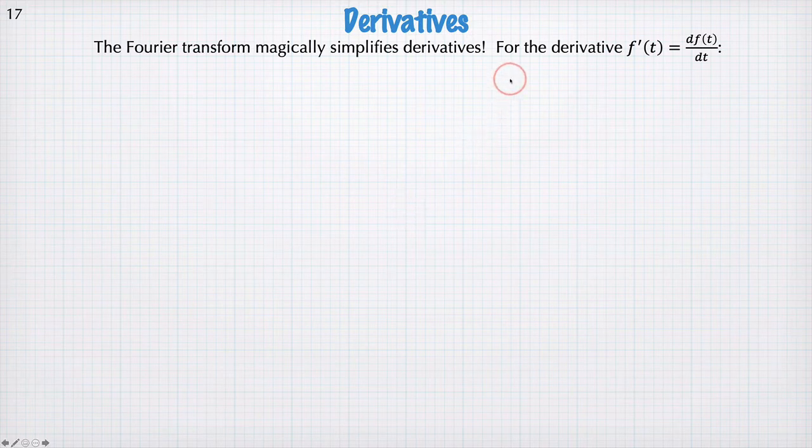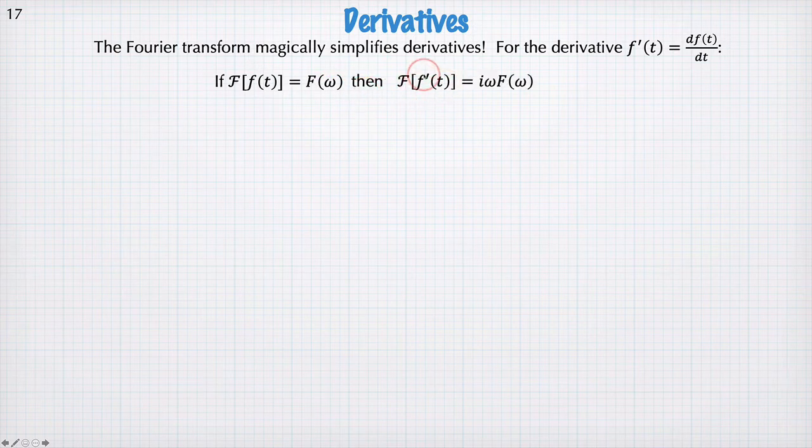So for a derivative f dash of t, which is the time derivative, if this is the Fourier transform defined like this, so that we have some function f of t transforms to this function capital F of omega, then the Fourier transform of its derivative is equal to i omega times the Fourier transform. So in other words, if you have a function which is differentiated here, you take the Fourier transform, then the transform has no derivative in it. Instead, the derivative turns into a multiplication by i omega out the front. And it's actually not so bad to prove.